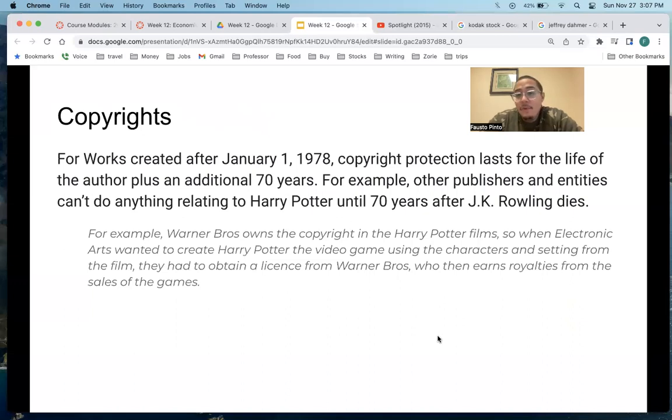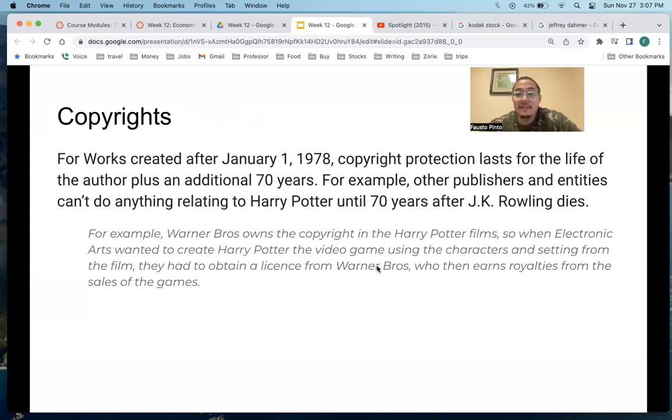So copyrights, going more into copyrights. For works created after January 1st, 1978, copyright protection lasts for the life of the author plus an additional 70 years. For example, the copyright on the Harry Potter books in the US, because copyright laws change all over the world, nobody can make anything Harry Potter until 70 years after J.K. Rowling dies in the US.